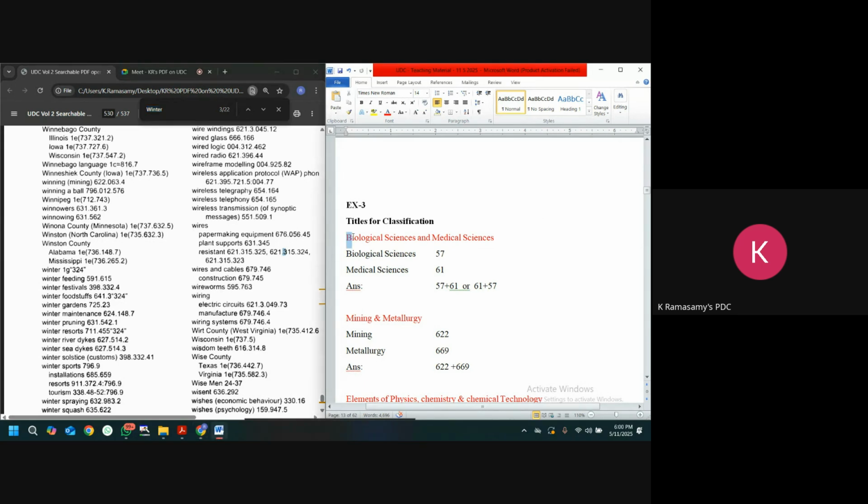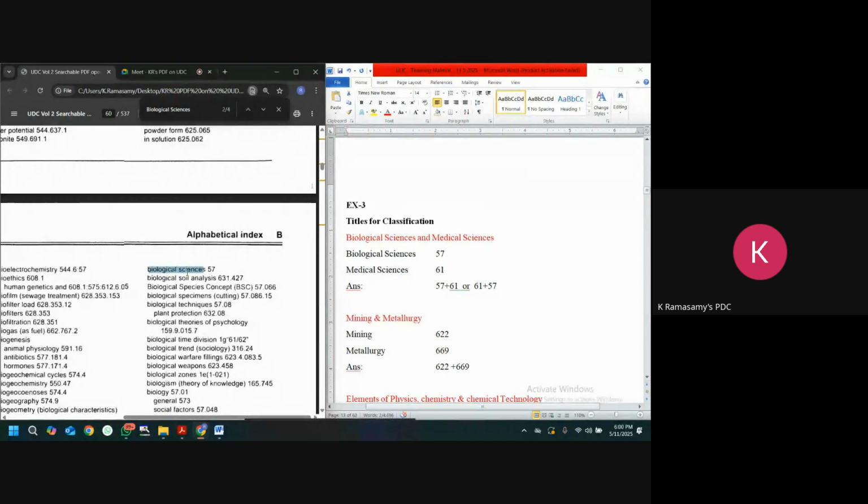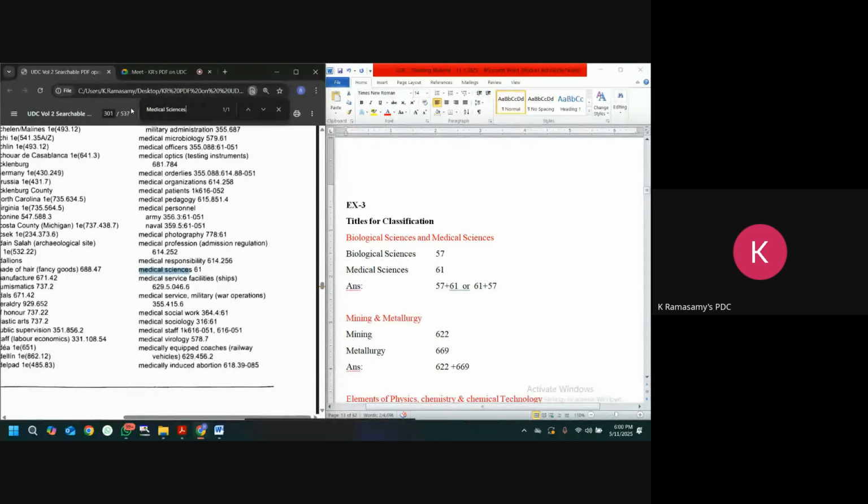I'll go and search for biological sciences first. Okay, let me try. 57 biological sciences, 57. Maybe you can go to the main index also. Biological science number is 57. Okay, it's written. What about medical sciences? Number for medical sciences. Let me go to the index. I'll try for medical sciences. So the number for medical sciences is 61.